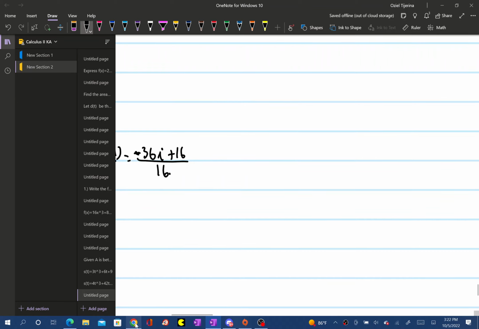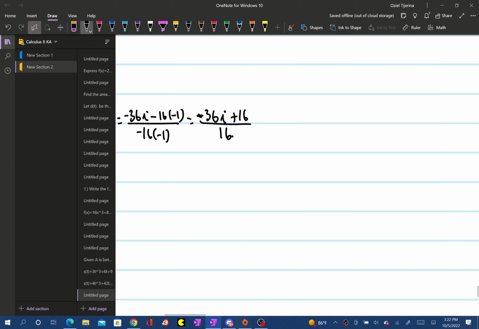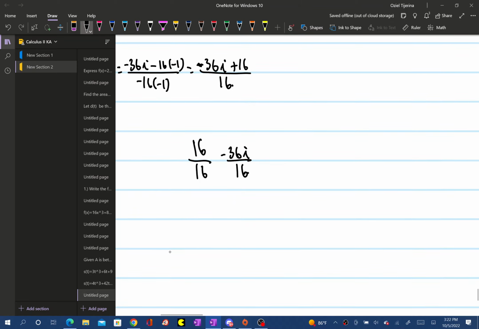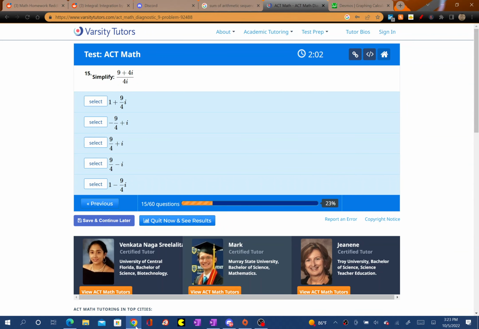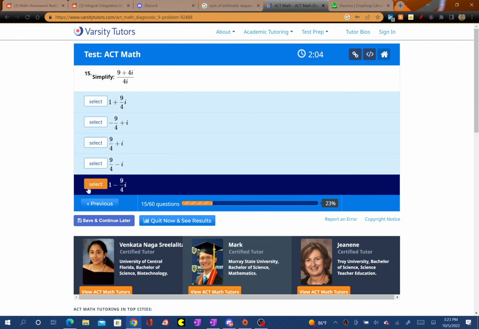And of course they want you to simplify it, so they have 16 over 16 minus 36i over 16. That's 1 minus 9i over 4. That's the last one.